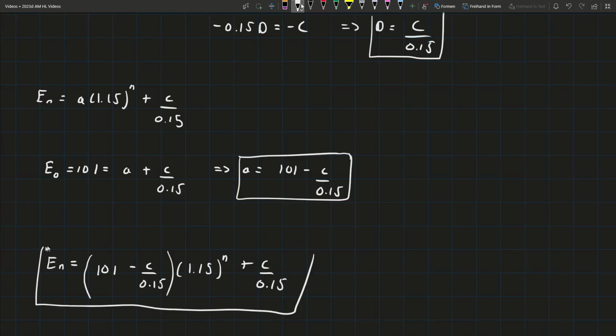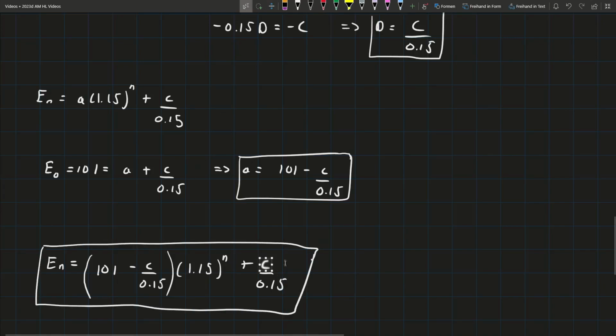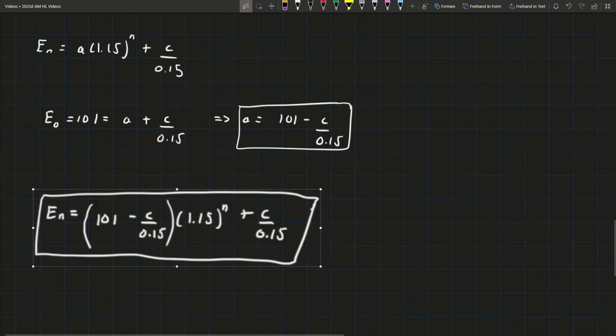And that's it. You can expand out this bracket if you want, and then factor out the c over 0.15. You can do that if you want. You don't have to, though. You can leave it like this, and it's no problem.